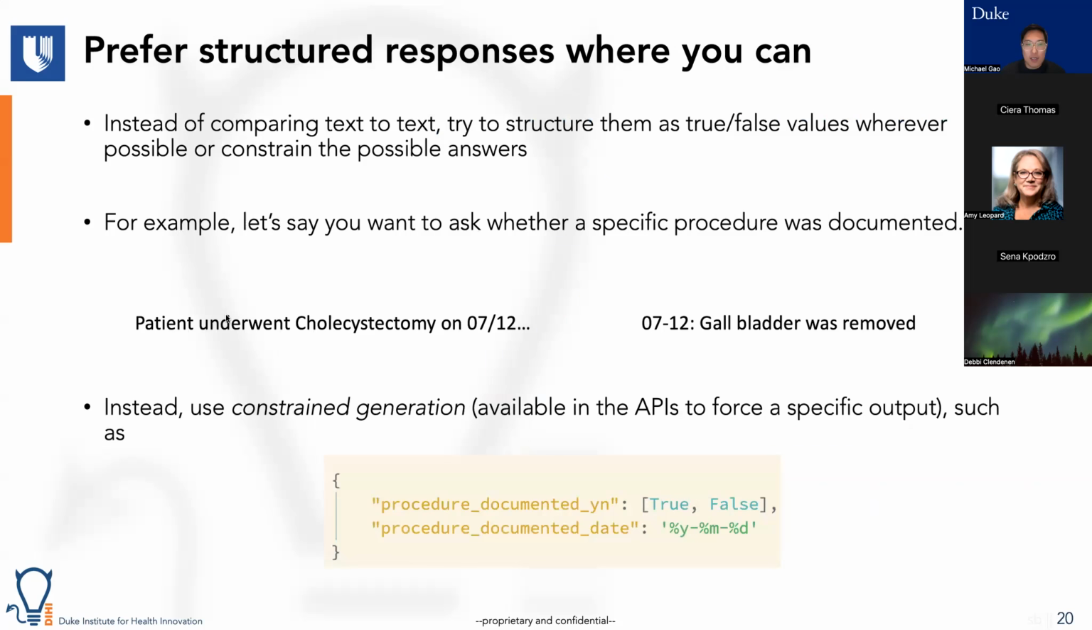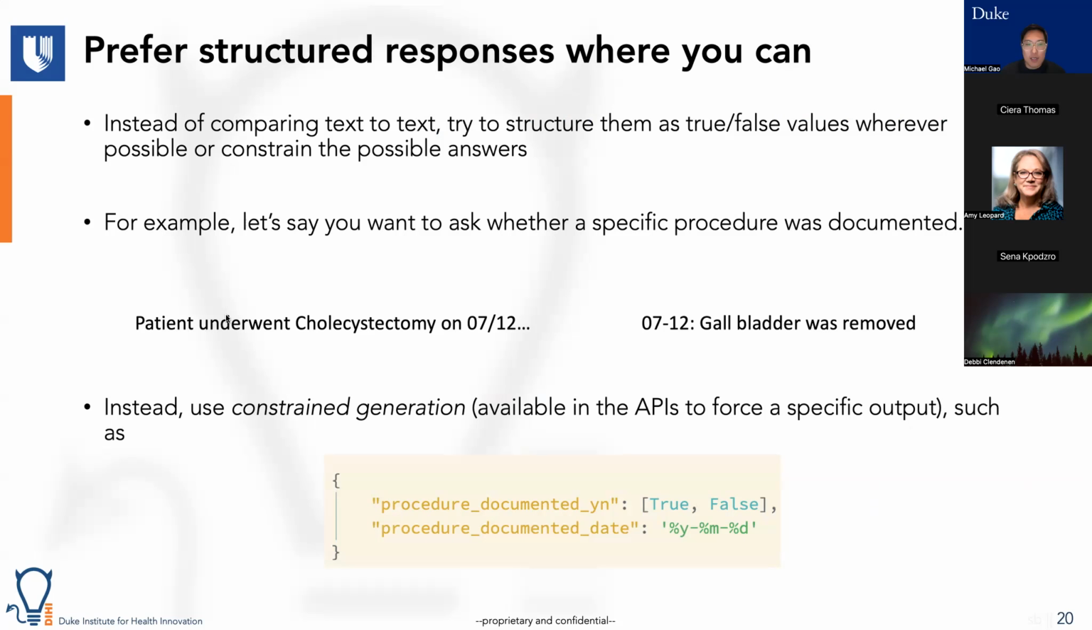Another tip that we found to be quite useful, and this is more of a property of large language models and their APIs, is that you should try to prefer structured responses when you can. So instead of comparing textual answers to other textual answers, it's helpful to structure your evaluations as, for example, true, false, or to possibly constrain the values so that it makes them easier to compare deterministically.